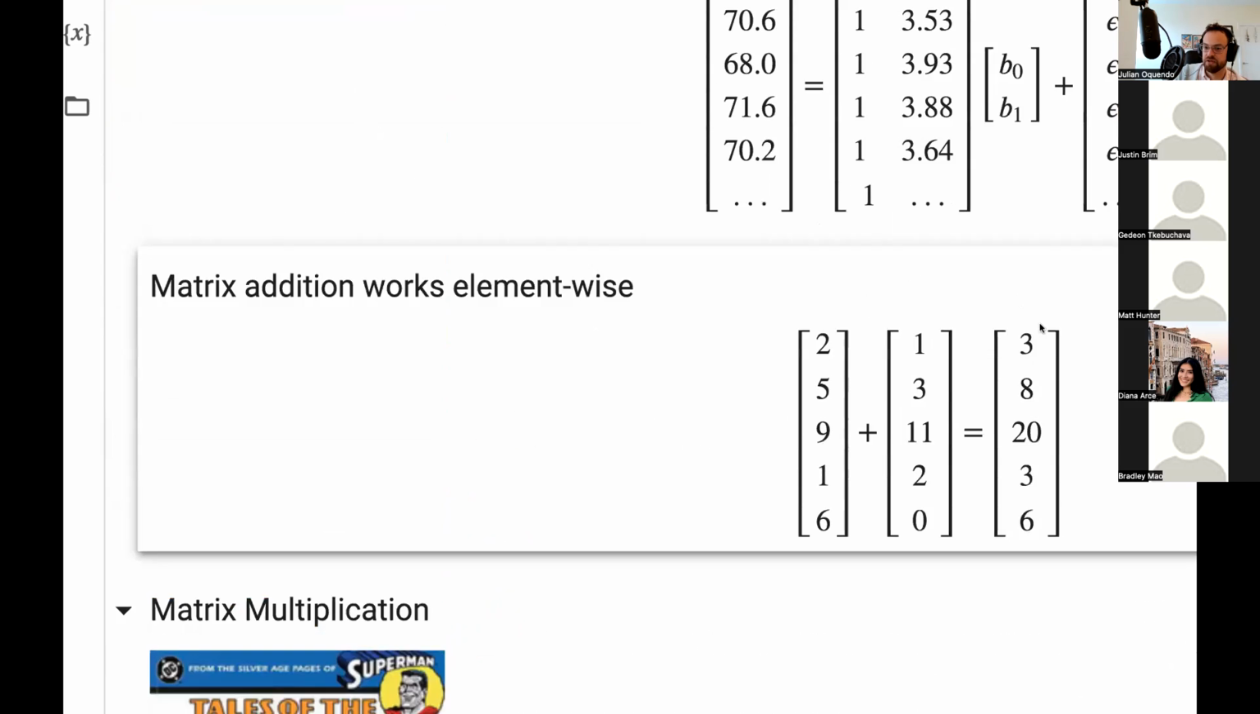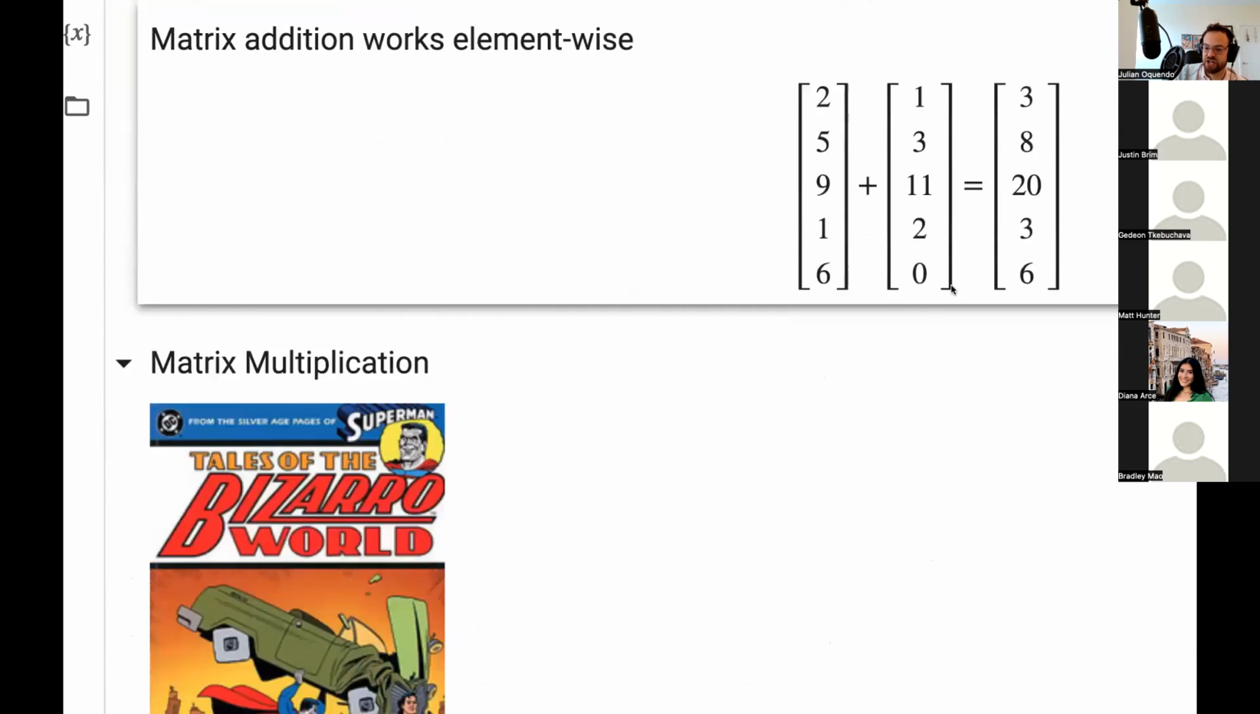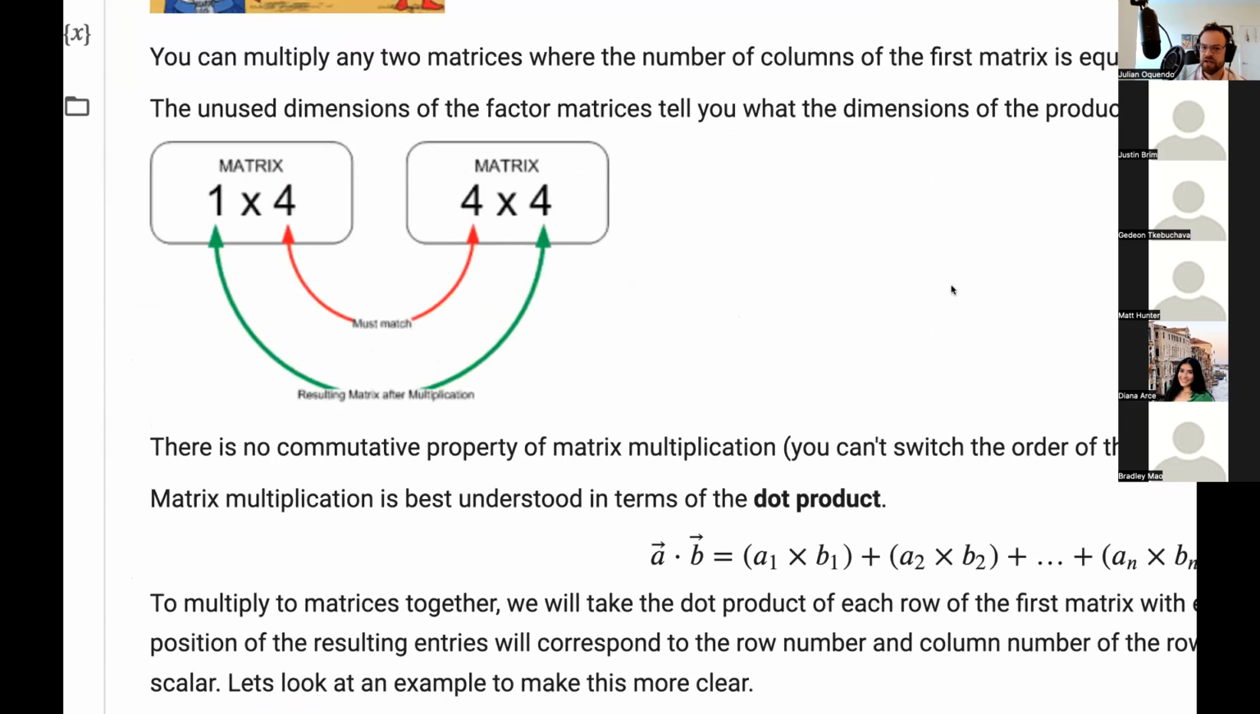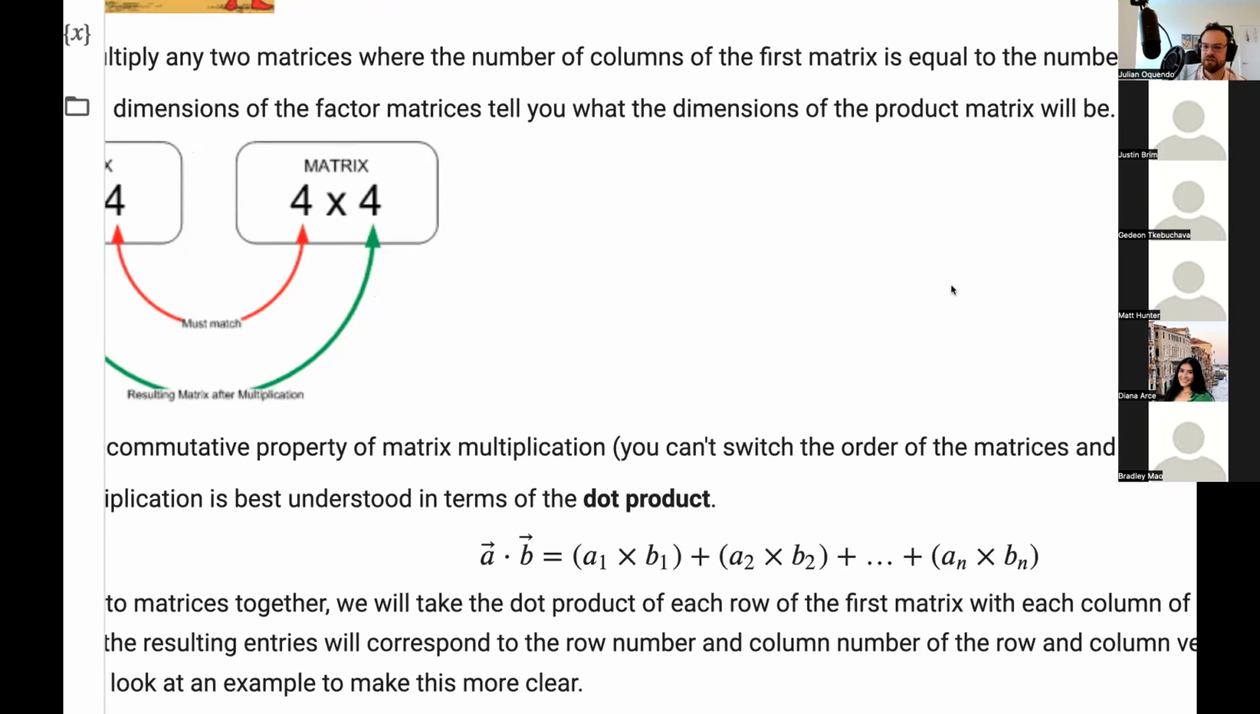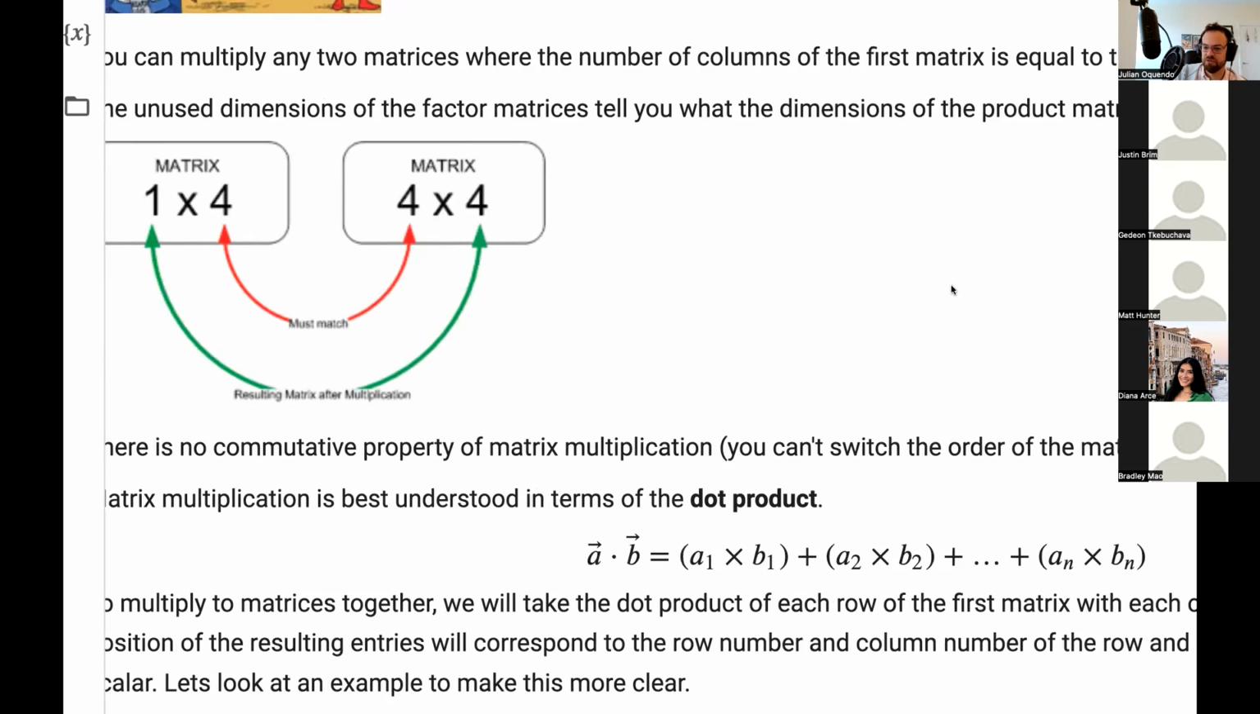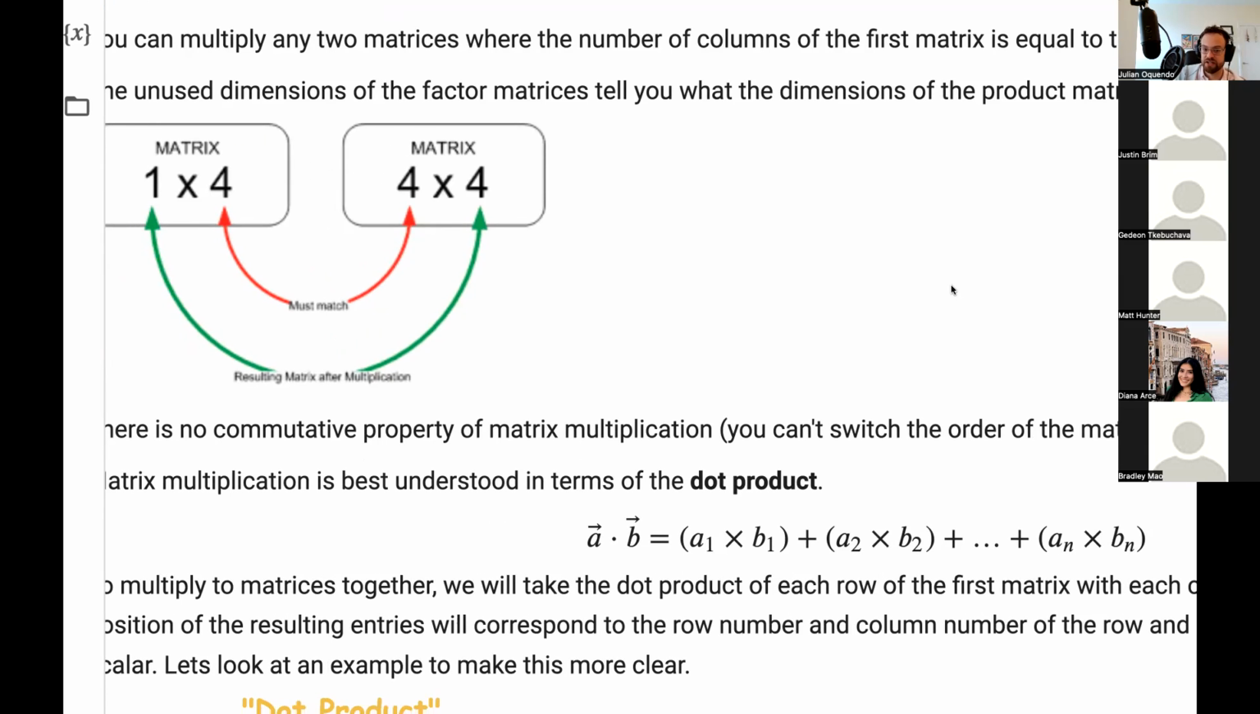And that is a big component of why we start to add some dimensionality to our matrix itself. Any dimension essentially will tell you what the dimensions of that product matrix will look like.